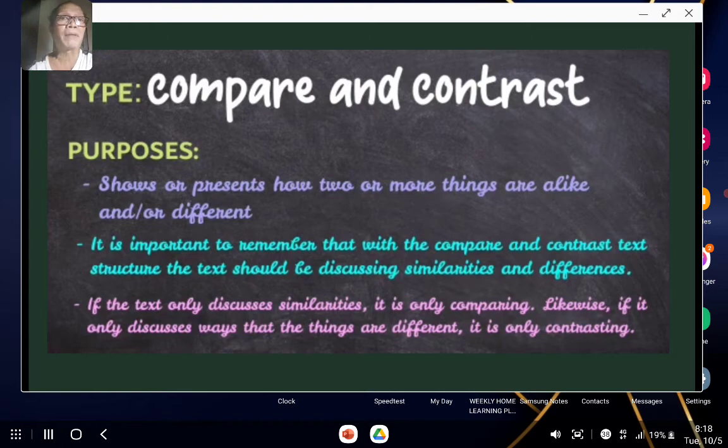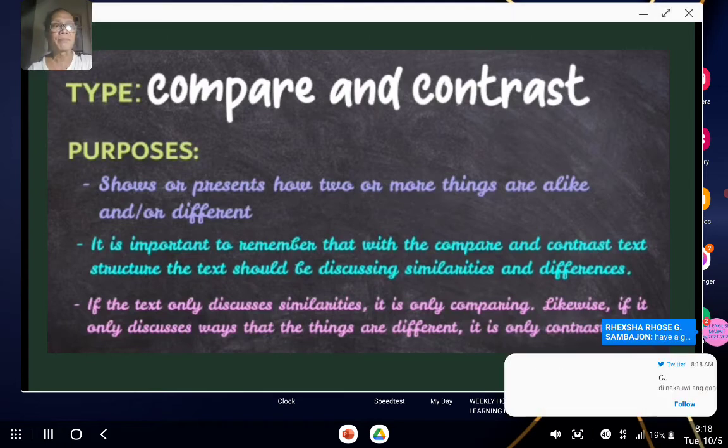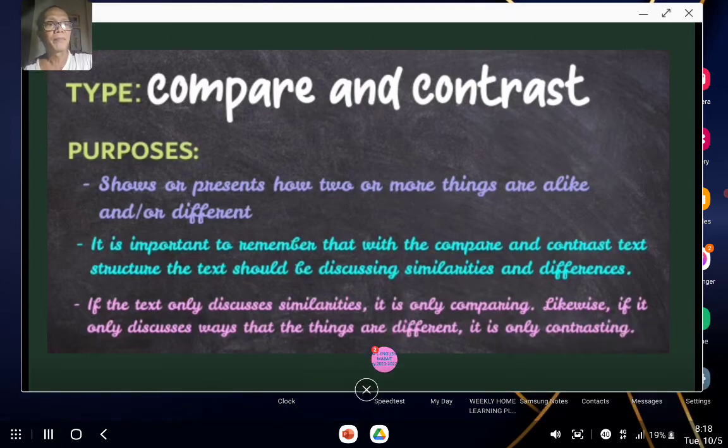Now let's come to compare and contrast. The purpose is to show or present how two or more things are alike and or different. It is important to remember that with the compare and contrast text structure, the text should be discussing similarities and differences. If the text only discusses similarities, it is only comparing. Likewise, if it only discusses ways that the things are different, it is only contrasting.